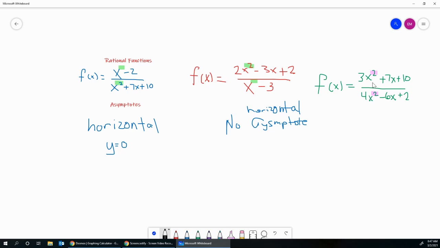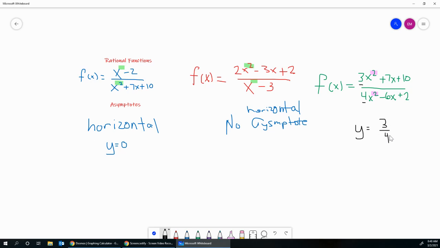The largest exponent will determine what your leading term is. If you write a polynomial in standard form, you always put the largest exponent first, and the coefficient of that term is the leading coefficient. So here we have a 3 as a leading coefficient. Here we have a 4 as a leading coefficient, and our y, or our horizontal asymptote, will be 3/4.